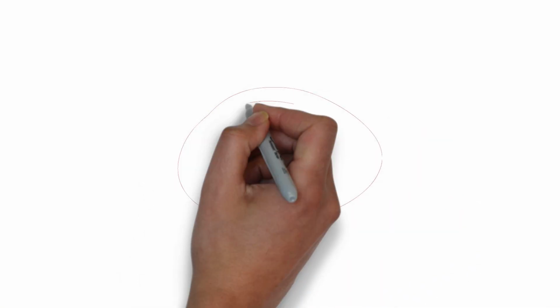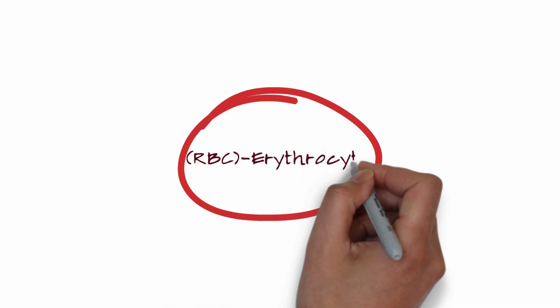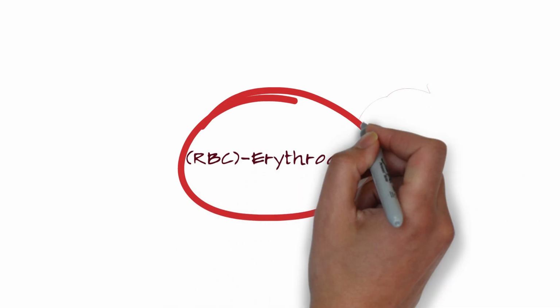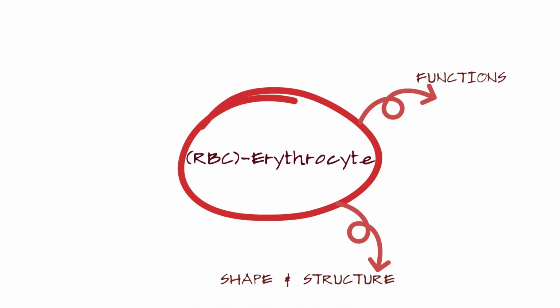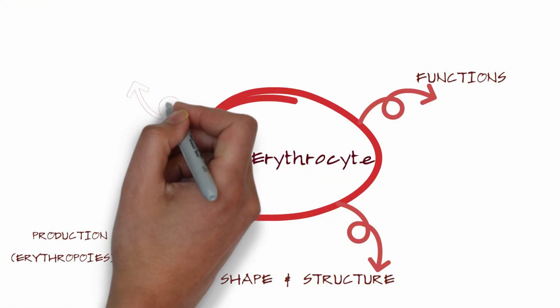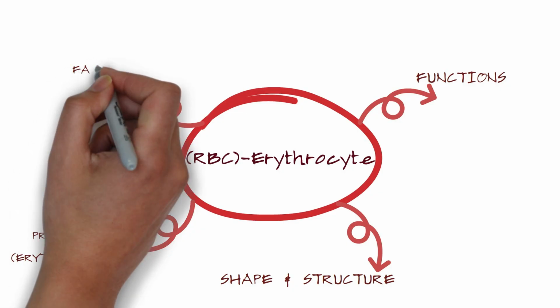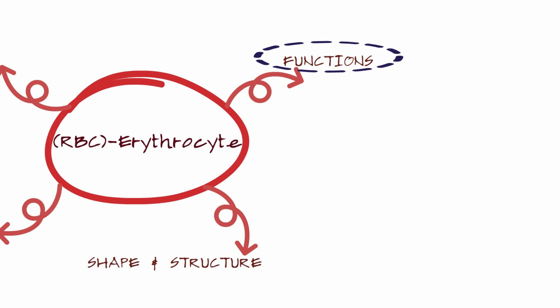Now let's begin with the RBCs or erythrocytes. It is important to know that the RBC is called a corpuscle rather than a true cell because it lacks a nucleus and most organelles. In this part, we are going to cover the function, the shape and structure, the erythropoiesis or the production of RBCs, and the fate and lifespan of the RBCs. First, starting with the function of the RBCs. The main role of RBCs is summarized in three functions.